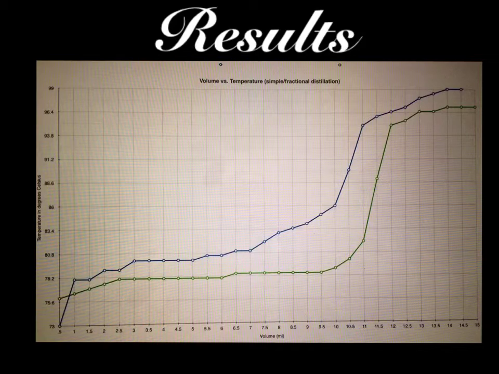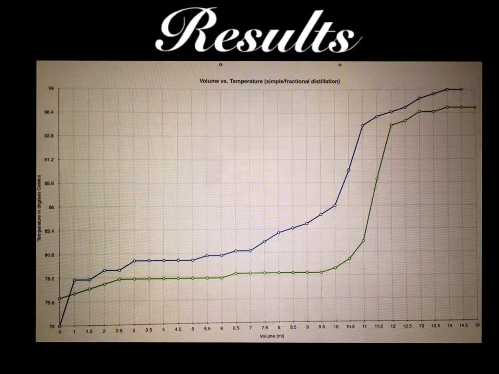This graph shows the changes in temperature as the distillant was being collected. The blue line represents the simple distillation, and the green line represents the fractional distillation. After a certain point, the temperatures spike up abruptly. This change indicates that the original mixture contained little or no more ethanol, and the apparatus was vaporizing water.